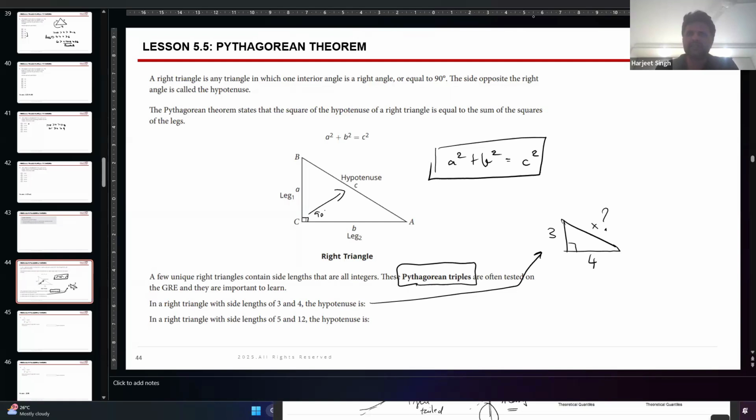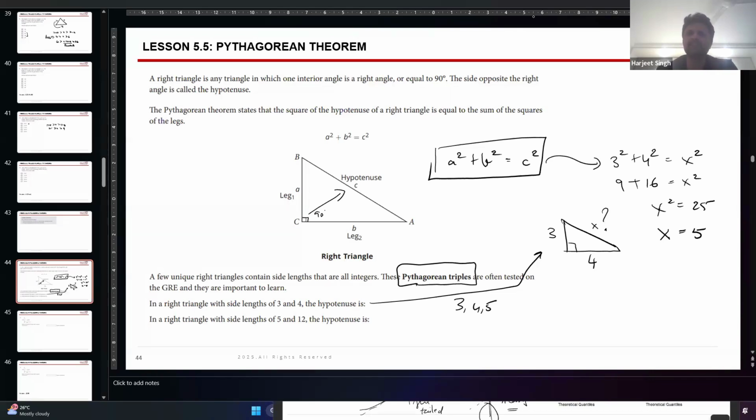So can I say applying the Pythagoras theorem, 3 square plus 4 square should be equal to x square. This is 9, this is 16. So x square equals 25. And hence x should be equal to 5. It can't be negative, so x should be equal to 5. Which means 3, 4, 5 are basically called a Pythagorean triplet.